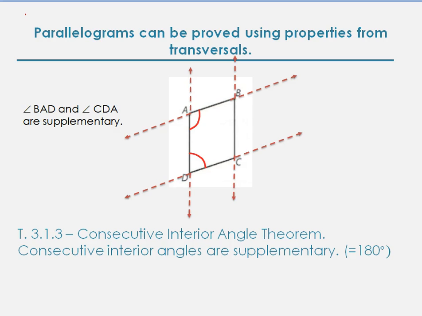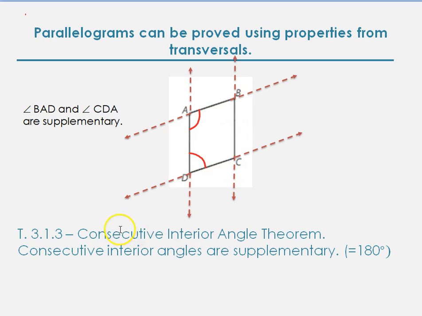I want to regress a little bit and go back to chapter 3. We had some theorems that we learned from transversals, and if you remember, a transversal would just be 2 sets of lines that are transversed by at least one line. In this case, we would have two pairs of parallel lines transversed by 2 transversals, and it would look like this.